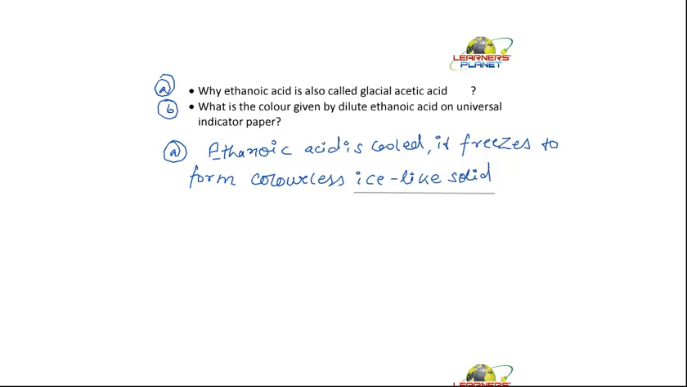Okay? Now moving to our next question, what is it? What is the color given by dilute ethanoic acid on universal indicator paper? Do you remember what this universal indicator is? It not only shows whether the substance is an acid or a base, it also tells about the pH. Okay, so your ethanoic acid shows orange color on universal indicator paper.